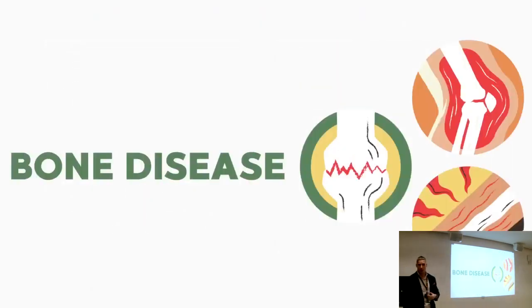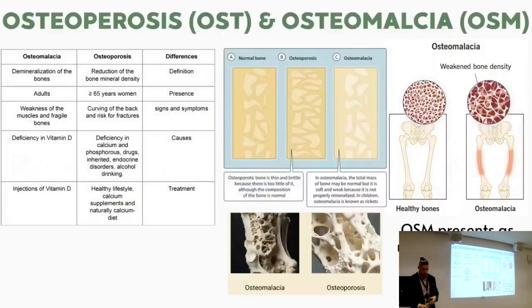Okay, so moving on now, I'm going to talk about different bone diseases. The two main bone diseases I'm going to talk about here are osteoporosis, which I mentioned already, abbreviated to OST, and osteomalacia, which I have abbreviated to OSM. Now, osteomalacia presents in children as rickets. Okay, so this is the bowing of the legs. It's the same condition, same pathophysiology. It's just that we call it rickets in adolescents and in children.